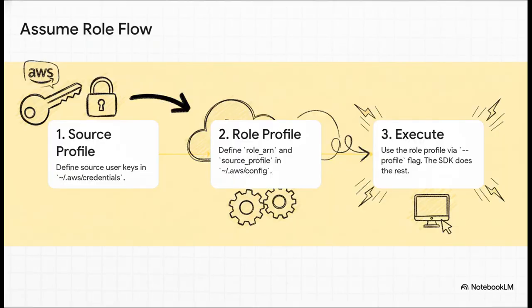And this is where it gets really powerful. You can use one profile with your permanent user keys to temporarily assume a role, maybe in a completely different AWS account. You set up your source keys, then you define another profile in the config file that points to that source and specifies the role you want to assume. When you use that role profile, the SDK automatically makes the STS assume role call behind the scenes for you. It's an incredibly powerful and secure pattern.